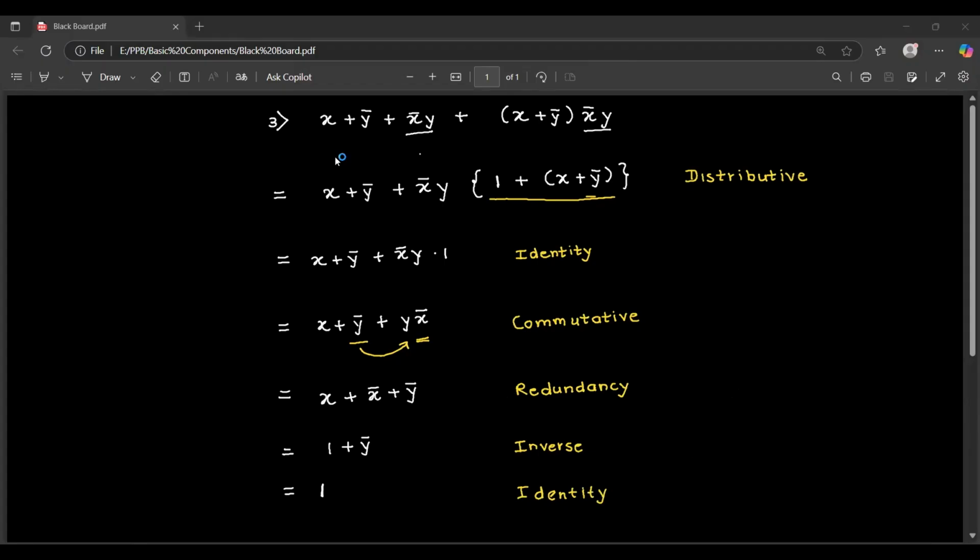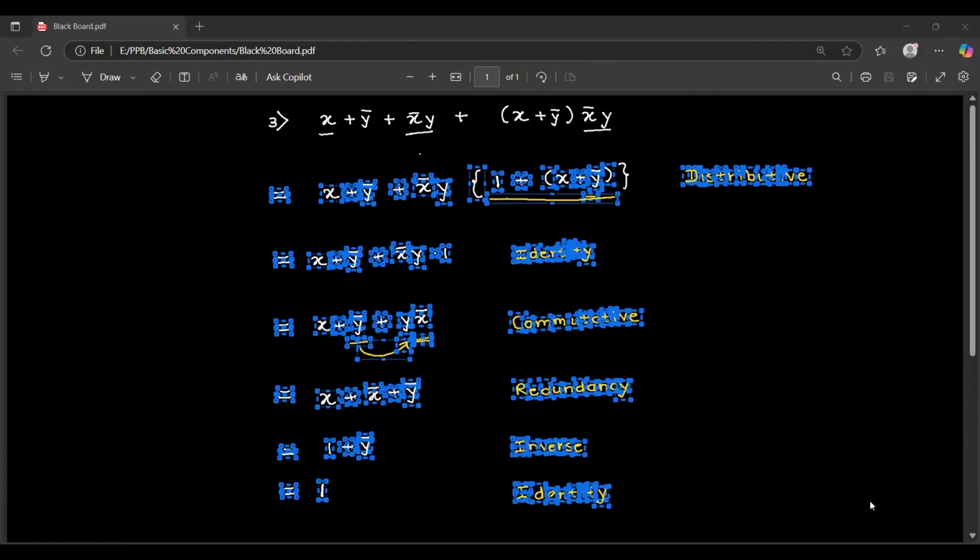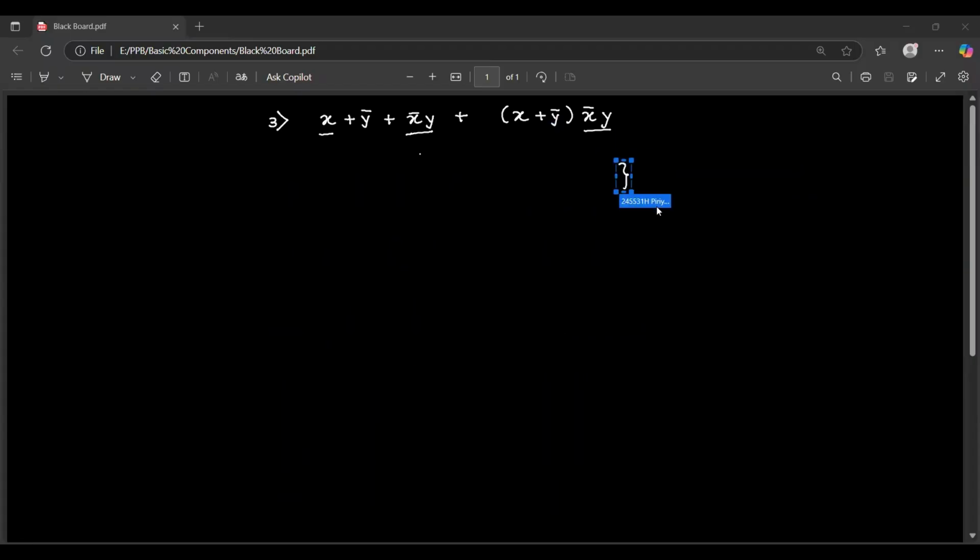Instead of this, you can also do it in a different way, because x plus x bar y is equal to x plus y. I'll show you my thought process. Instead of doing all those things, I'm just thinking x plus x bar y is equal to x plus y according to redundancy law. And then we have y bar, and according to commutative law we can change the order, so here we have x plus y bar, and so on. It doesn't matter: y plus y bar is equal to 1, so 1 plus anything is equal to 1. So the output will be 1.